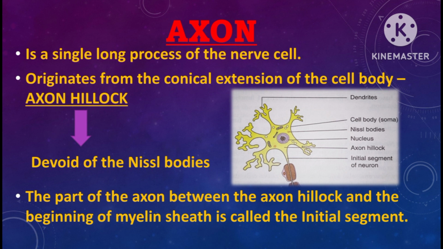Next let's see about the axon. This axon is the single long process of the nerve cell. It originates from the conical extension of the cell body called axon hillock. So this is called axon hillock. It is a segment which is devoid of the Nissl granules. The part of the axon between the axon hillock and the beginning of myelin sheath is called initial segment. What is myelin sheath? I'll explain now. But before that, let's complete the axon.